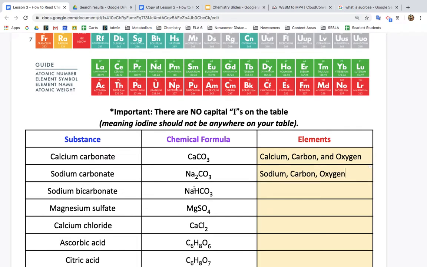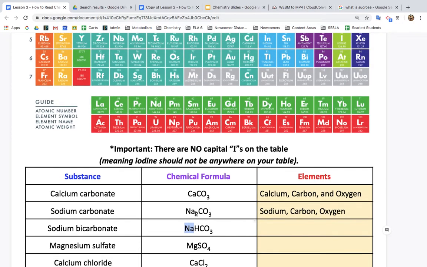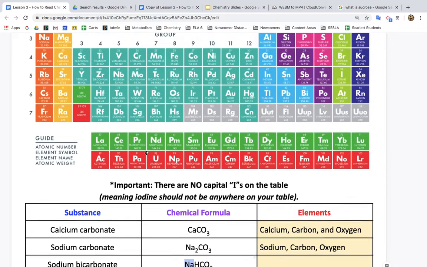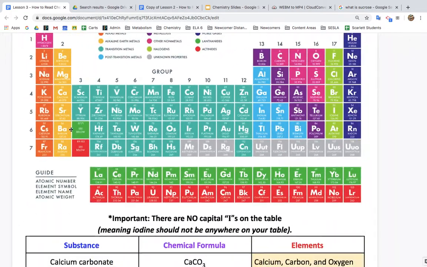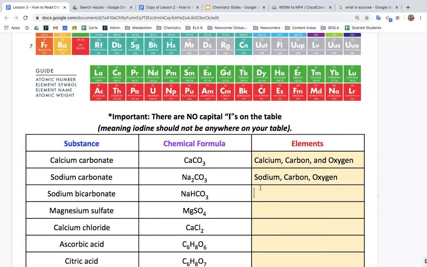Let's do one more together. All right, the substance is sodium bicarbonate. The chemical formula is NaHCO3. So I start with Na. You might remember from here that that's sodium, but if you're not sure, you can look up here. Na is sodium. So the first one I'm going to write is sodium.